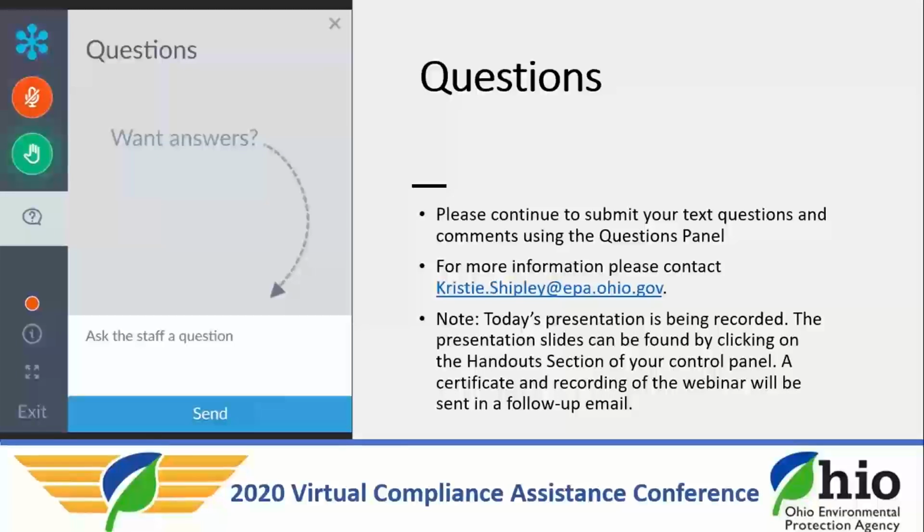Okay. The next question. Do small containers that will be lab packed need to be labeled individually? Okay, so the individual containers don't need to be labeled, but the larger lab pack container needs to be labeled properly.